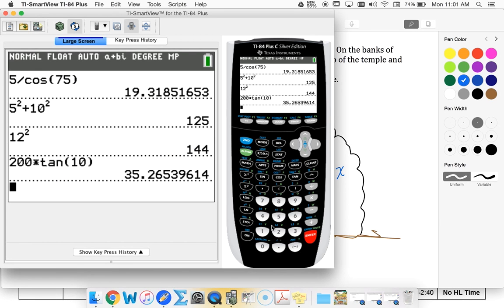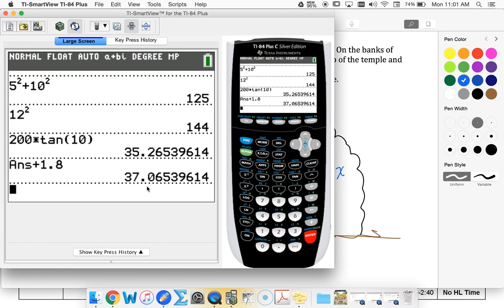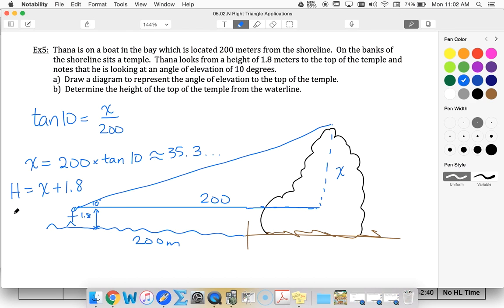So back to my calculator, I'm gonna add. As soon as I hit add, I'm using all of those decimal places, plus 1.8, and I get a total height of 37.1 when I round. So my height is 37.1 meters. So I could say from the water line to the top of the temple is 37.1 meters.